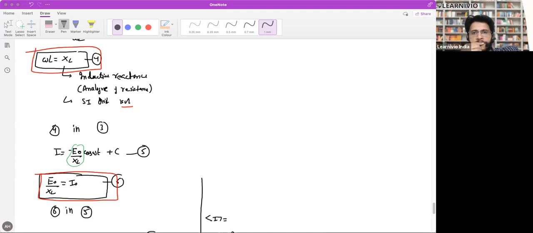Sir, it is inductive reactance. Yes, inductive reactance, the analog of resistance. For resistors, we have resistance. For inductors, we have inductive reactance. For capacitors, we will have capacitive reactance.